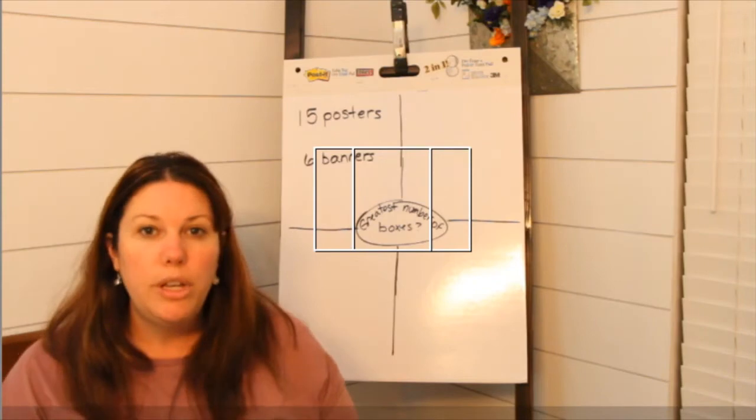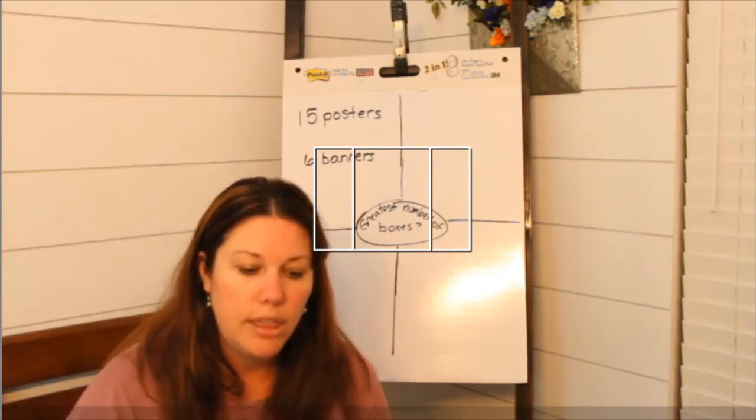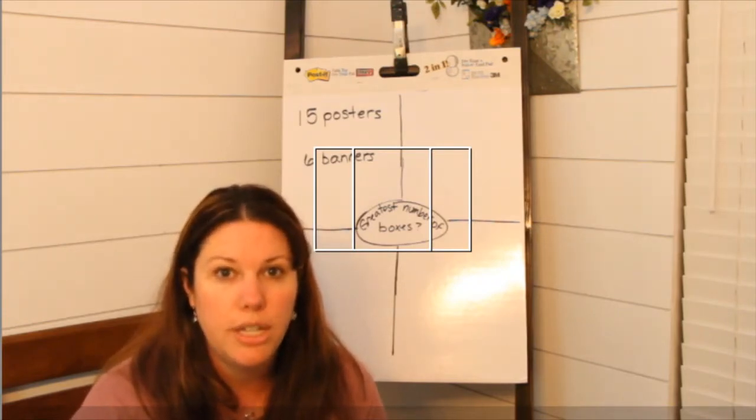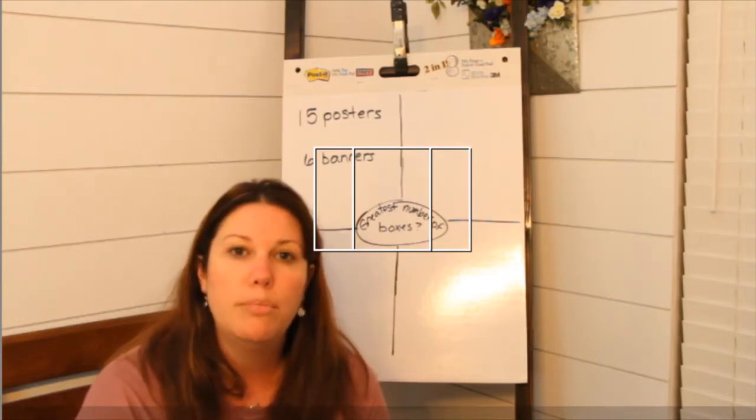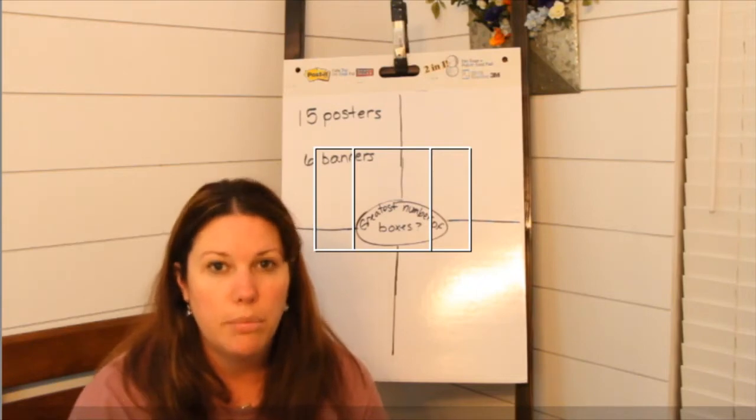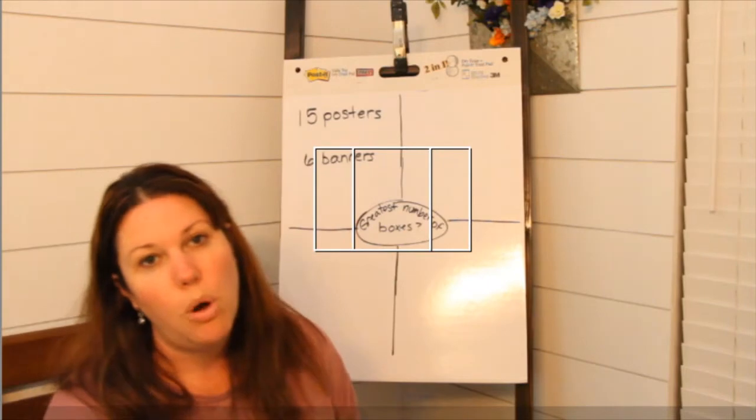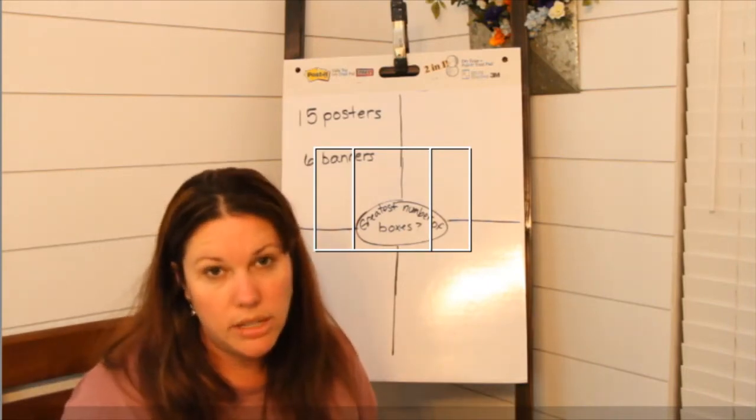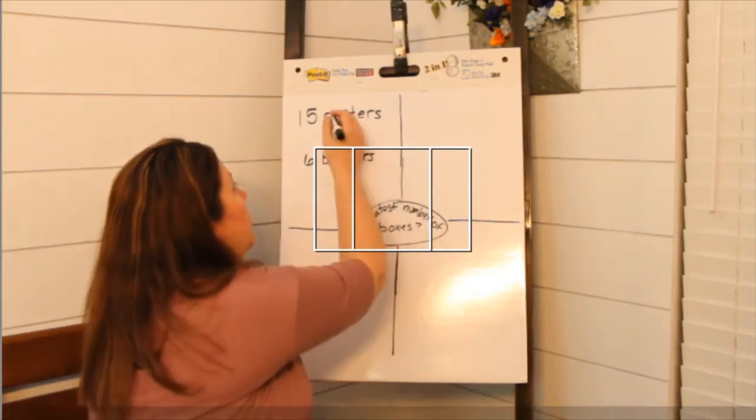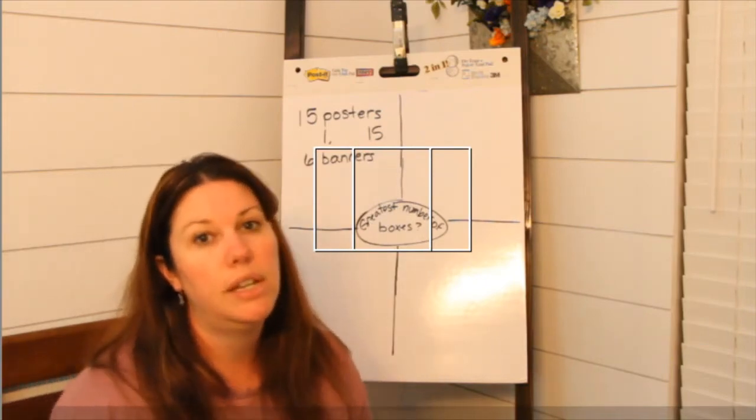Okay, so now that we know that we have 15 posters and we have 6 banners, now we're going to break that down. And how we break it down is we look at the factors. So the factors tell us, those are the numbers that multiply together to get the product. So we have factors and then we have the product. So what are the factors that equal 15? Well, we do know that 1 is a factor of 15 because 1 times 15 is 15. So I'm going to put 1 and 15 because we just said 1 times 15 is 15.